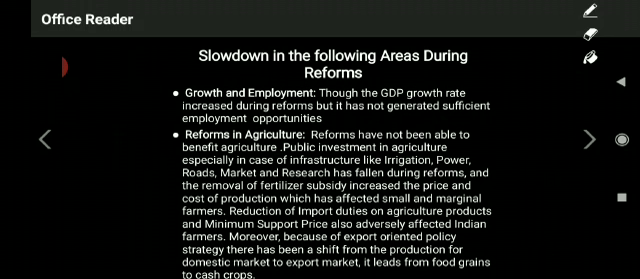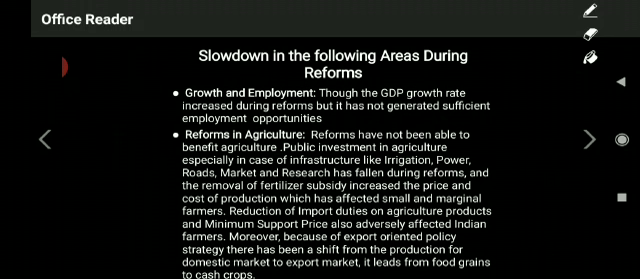And they have to pay higher prices for fertilizers and pesticides, and there are no modern irrigation facilities, roads, power, everything. If such is the condition, there is no overall development of the agriculture sector. And the reduction in import duties on agriculture products and the minimum support price also adversely affected Indian farmers.